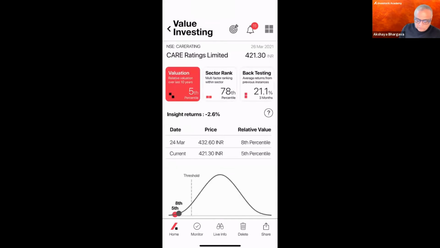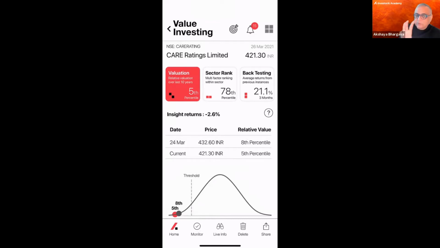I don't know who this is. This is Care Ratings Limited. Okay. Now, this company is trading at the 5th percentile of its 10-year valuation history. Now, that sounds like a good stock to buy.